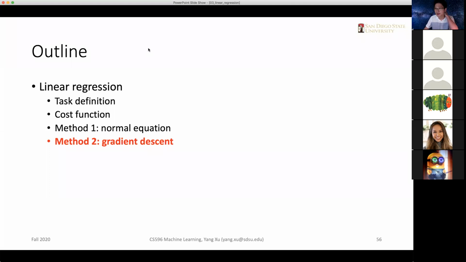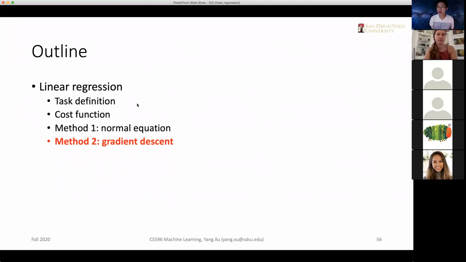So the topic today is going to cover the rest of the linear regression models. So far we have defined the task, right, using the example of predicting the housing prices using a bunch of features like the size, the year, the number of bedrooms, right? All right. So, and we also basically formalized the question by defining the cost function.